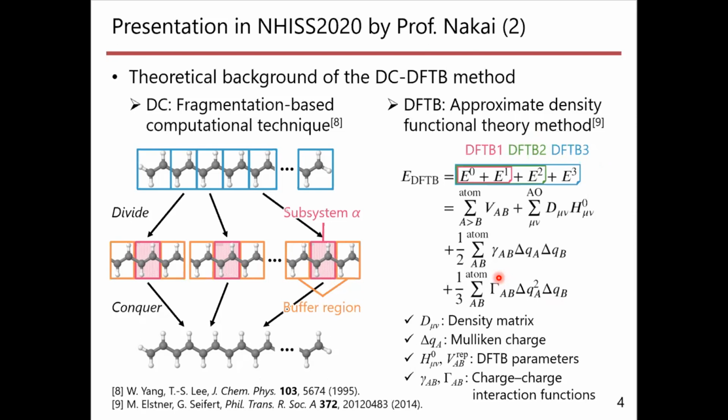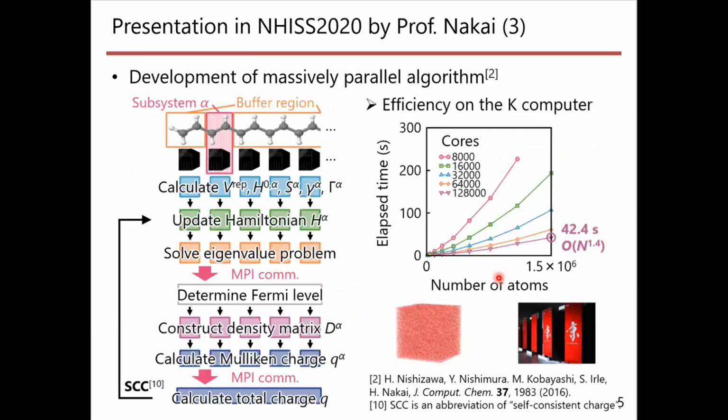And DFTB is an approximate version of the density functional theory. In this slide, only the total energy expression for the ground state is shown, which is obtained by Taylor series expansion of the DFT total energy and classified into different computational models, DFTB1, 2, or 3, depending on the expansion orders. So DFTB can achieve a good balance between accuracy and efficiency by adapting the appropriate DFTB parameters to the specific systems.